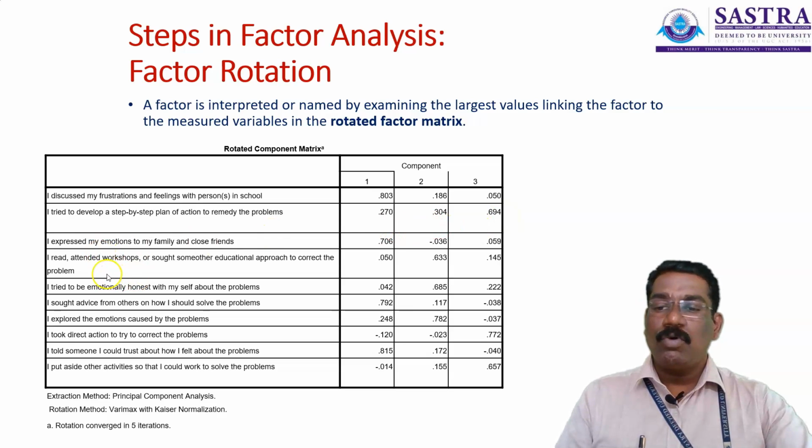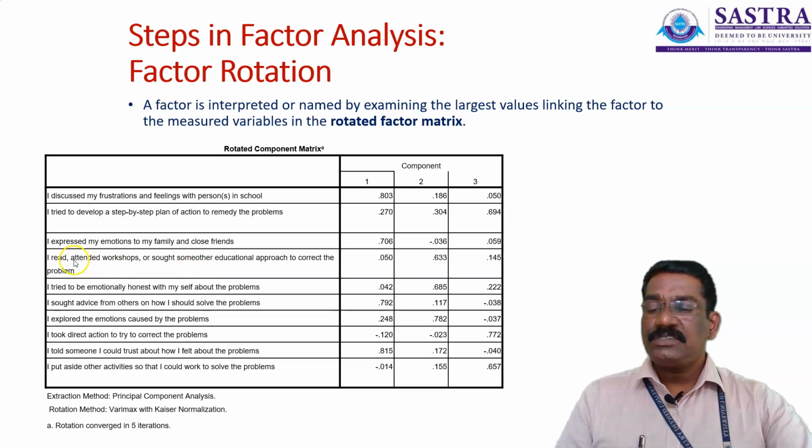Similarly, I can give you one more example, like "I expressed my emotions to my family and close friends." If you look at that, it is 0.706. Obviously, this particular variable got loaded in factor 1. And if you look at this, it is 0.633 and 0.145, so it got a poor loading compared to this particular variable, "I express my emotions to my family." It got loaded in factor 1 and it is poorly loaded in factor 2 and 3. And we can conclude that this variable belongs to factor 1.